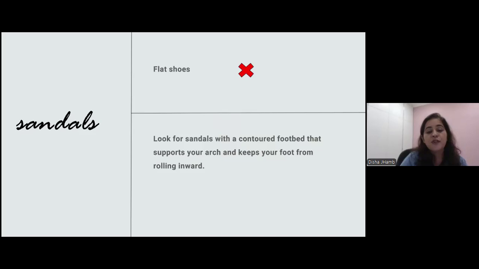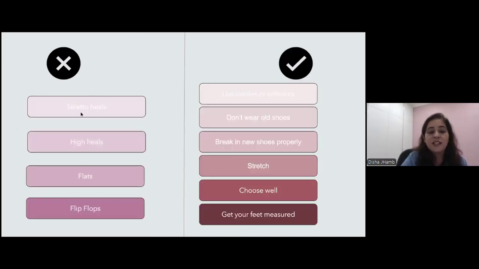The do's and don'ts, the things that you need to keep in mind: if you have a very activated plantar fasciitis or heel pain, say no to stilettos, high heels, flats, or flip flops, and you can use insoles or orthotics. Don't wear your old shoes. Though the shoe might look very new, the cushioning and the shock absorption in the shoe wear off over a period of time. So try to change your shoe if you are an active runner or the one who goes for a walk daily. After 6 to 8 months is the time when you need to change your shoes.